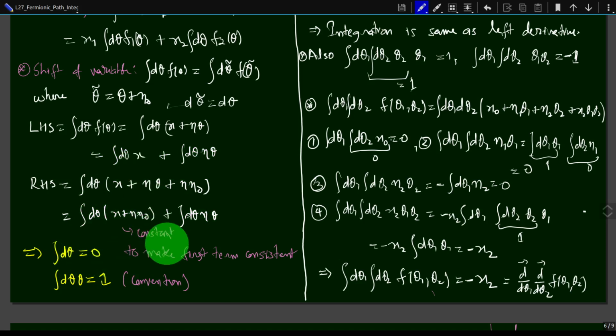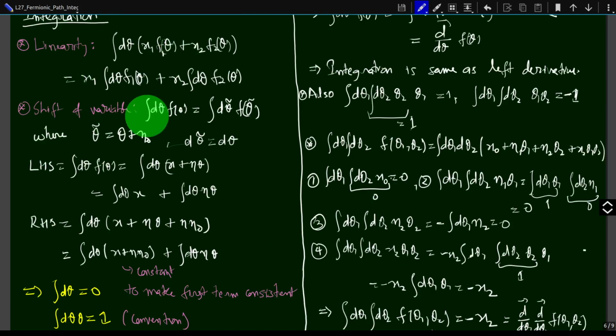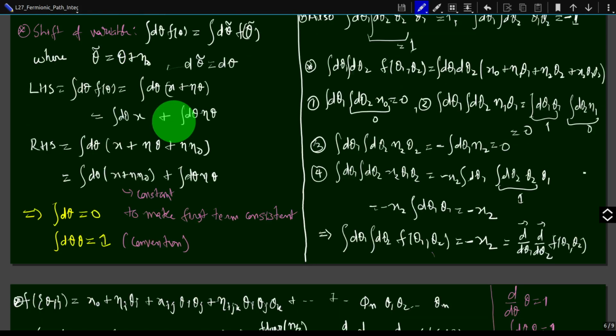Okay, to make the first term consistent, the integral over d theta times any constant must give me 0. That is one result I get out of linearity and invariance under shift of variables. But the second one doesn't have to be 0. The eta can come out of the integral, and that's a matter of detail. So here, by convention, one sets the integral over d theta of theta equal to 1. This is the convention. It has to be non-zero, so let it be 1.